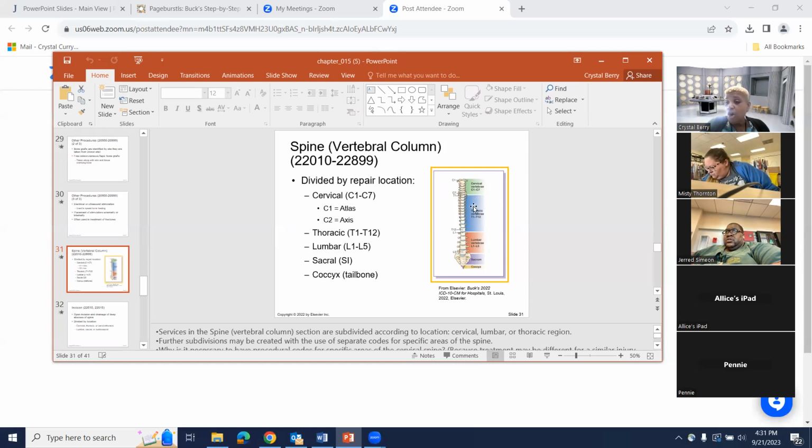And this is good to know for your own personal use as far as your spine. Lumbar is L1 through L5. Sacral, SI, and coccyx is a tailbone. So this is good for your own personal information as well, to know how it's divided, how your spine and vertebral column is located, and how it is listed. And they have a picture here that you can enlarge to see how it actually is.